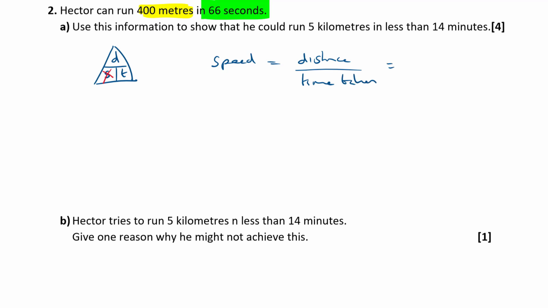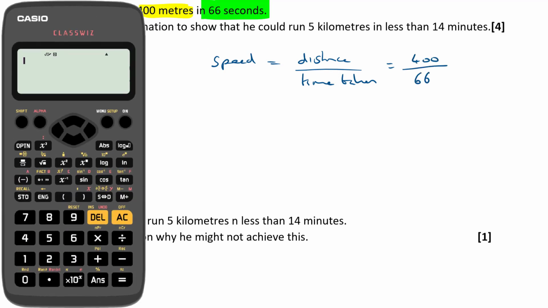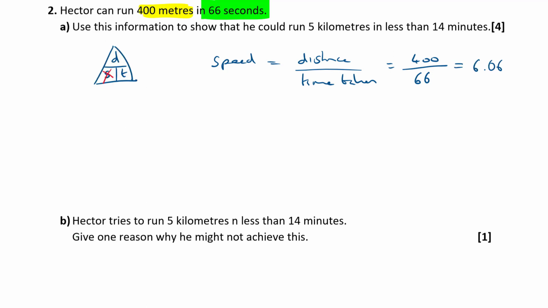So that would be 400 meters in 66 seconds. So calculator, what's 400 divided by 66? That comes out to be 6.06 recurring, 6.060606. I'm just going to round it off to 6.06. So that is 6.06 meters per second, isn't it? That's the speed they're traveling at.